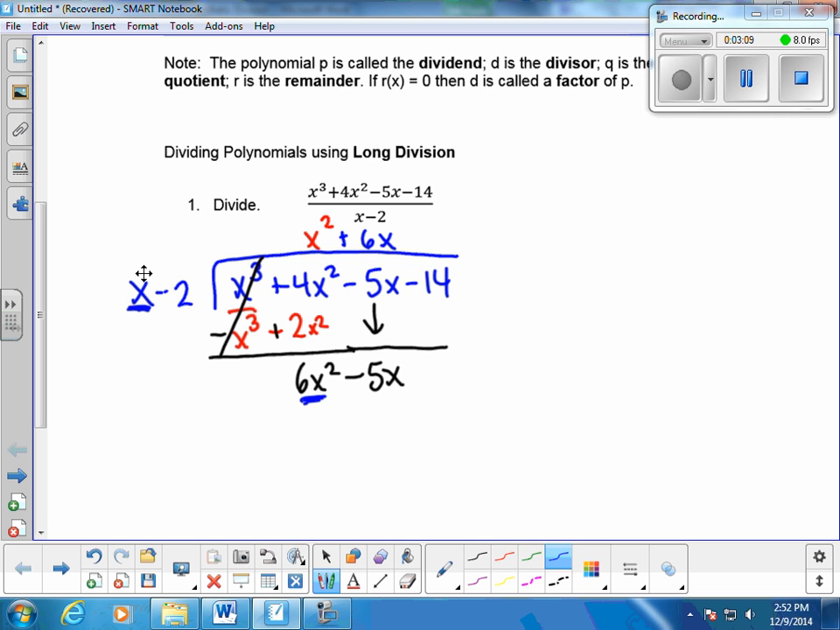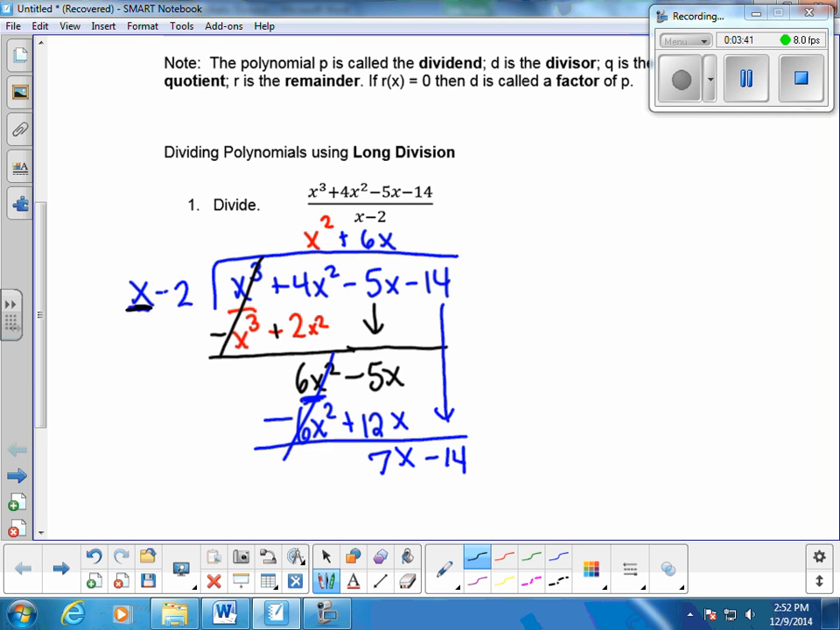6 times x is 6x squared. 6x times x. And then we would say 6x times negative 2 is negative 12x. And then change all the signs, because that's our subtract part. Cancels, which is good, because if it didn't cancel, I knew I made a mistake up here. Add down, and I would have 7x. Drop the next term. And then we start over.